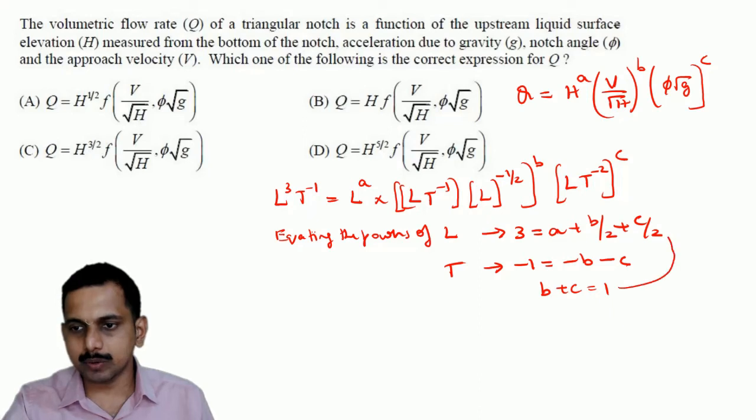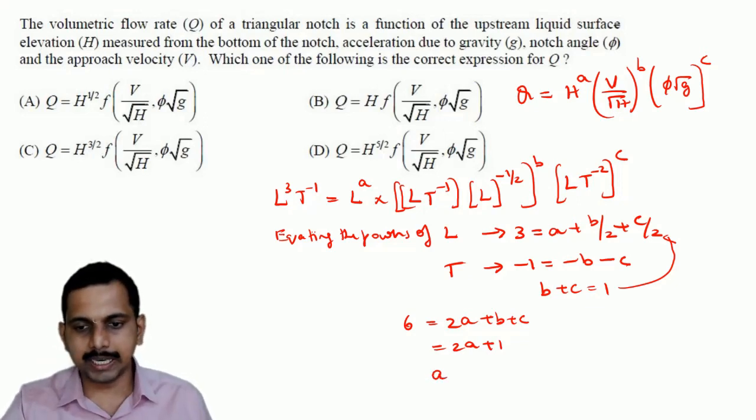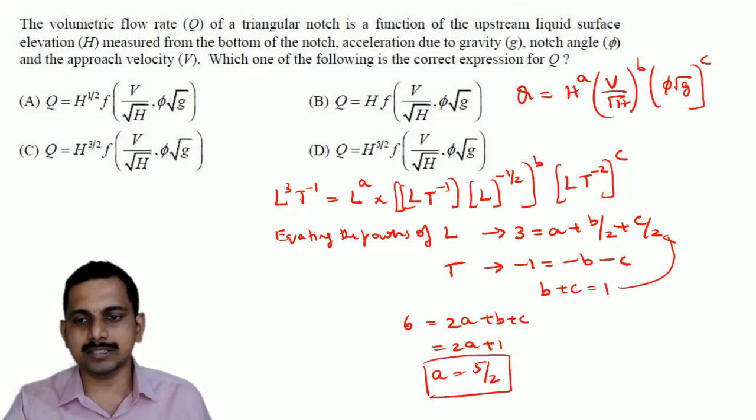Let us substitute that over here, which goes as 6 is equal to 2a plus b plus c, which gives 2a plus 1 because b plus c is 1, and we get a is equal to 6 minus 1 divided by 2, 5 by 2. So a is what is asked here. We are not asked what b and c are. So a is 5 by 2 is the answer.